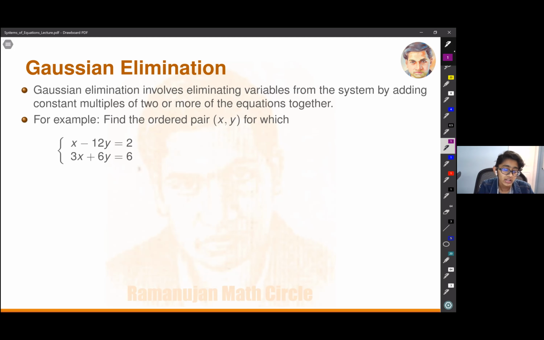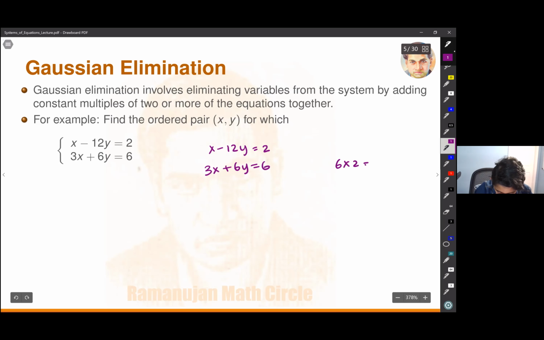And the way we're going to do that is we're going to multiply both of the equations by a number, such that if you add the two equations or subtract the two equations, you can kill off one variable in practicality. So let's look at how that's going to work. So we have that x minus 12y is equal to 2, and 3x plus 6y is equal to 6. So one thing we realize is that 6 times 2 is equal to 12.